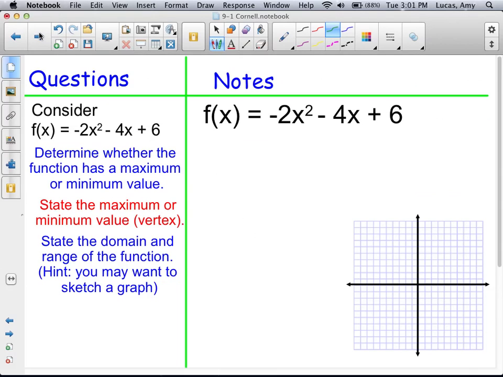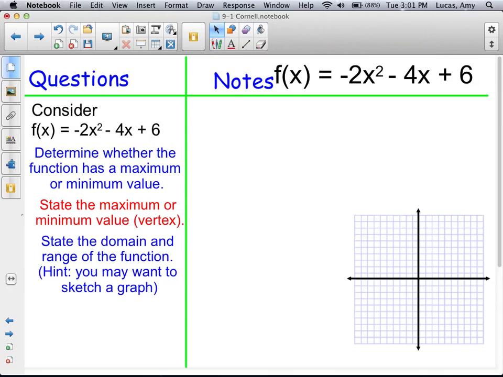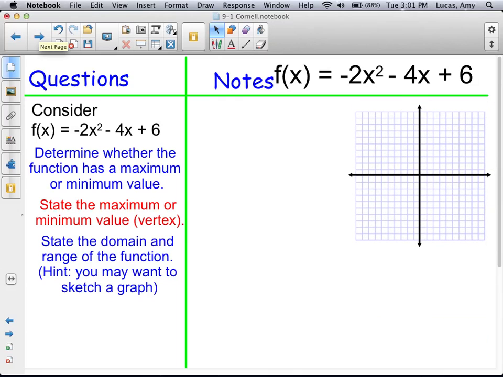Our first example says, consider f of x equals negative 2x squared minus 4x plus 6. There are a couple of different questions, and this really matches what you'll see in your homework. Determine whether it has a maximum or minimum, state that maximum or minimum, which is the vertex, and then state the domain and range of the function. As a hint, it says you may want to sketch a graph. A lot of you are probably visual learners, so I am going to always sketch a graph for you.